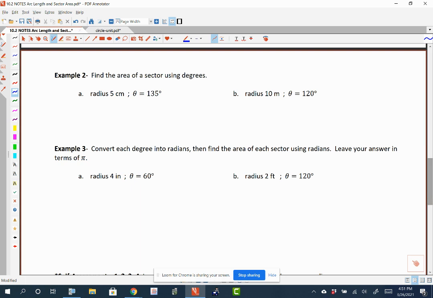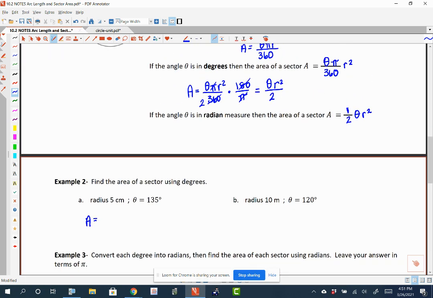Example 2 wants us to find the area, and we're starting with degrees. So we're going to find the area of a sector if we know the radius is 5 and the angle that we're looking at is 135. So our formula from that front side, maybe I can still see it here. Yeah, in degrees, we want to take theta times pi. So I'm going to go ahead and write that. Theta is 135 times pi, and that is over 360. And we're going to multiply that to our radius, which in this case is 5 squared.